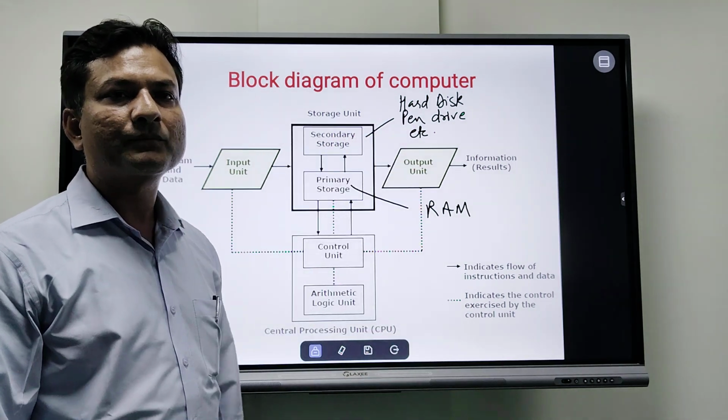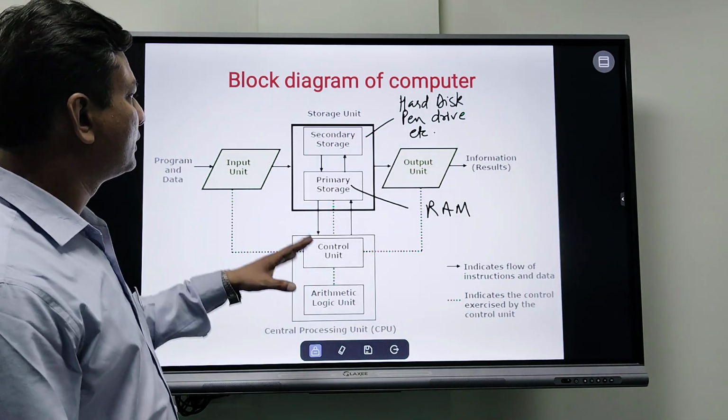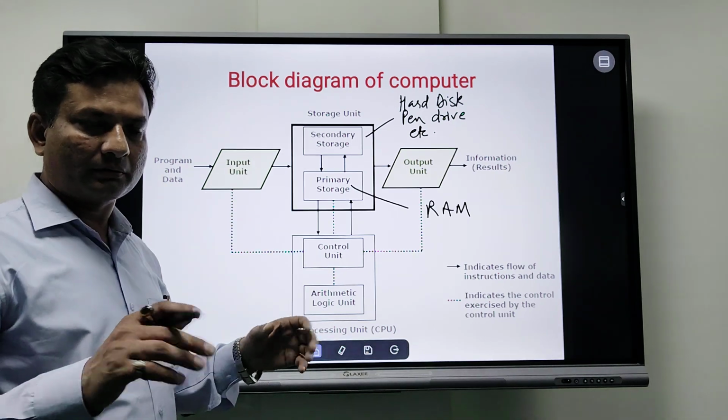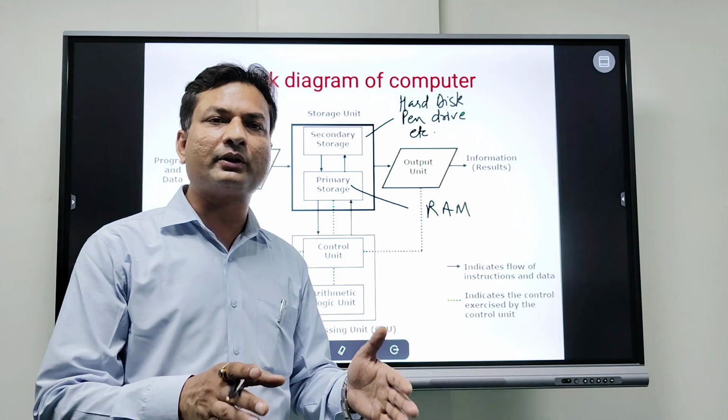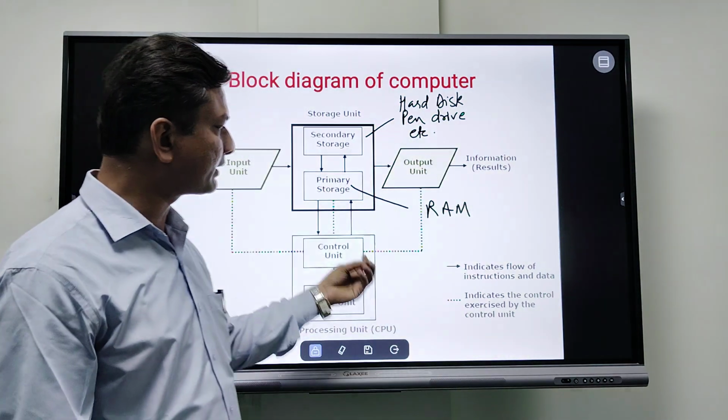These are called secondary storage. We will discuss the difference between primary memory and secondary memory in detail after some time.